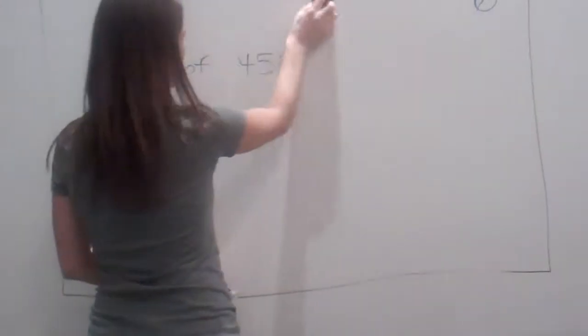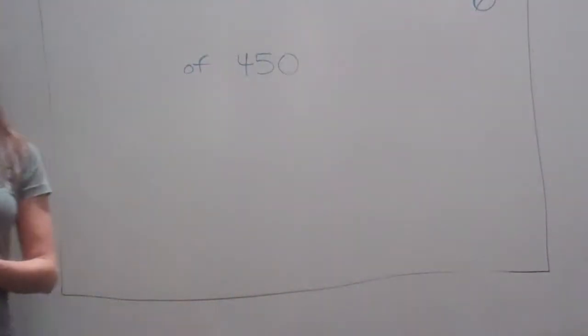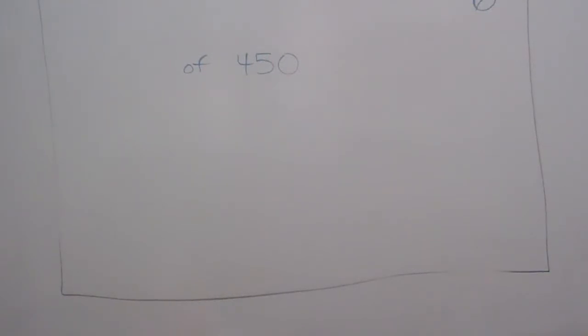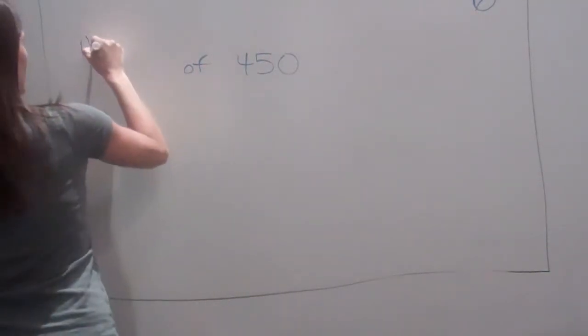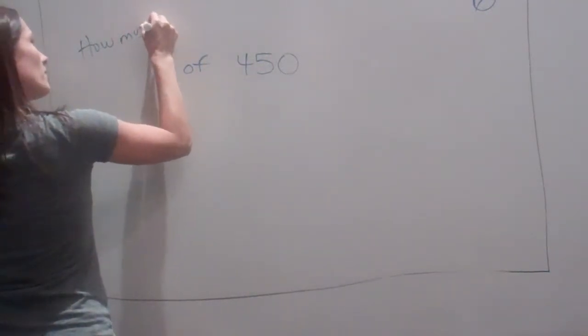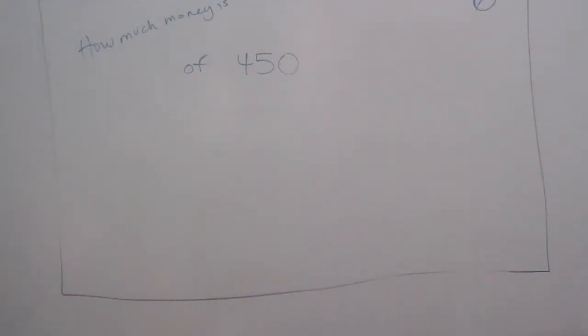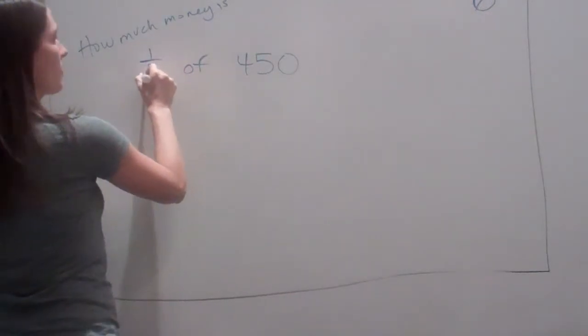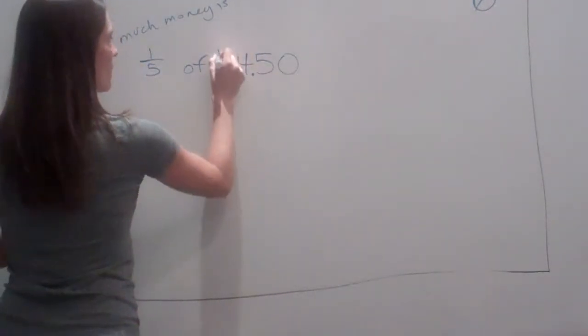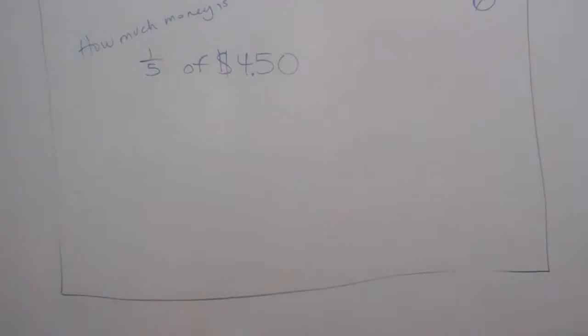All right. Now, there's 2 different ways you can do this one, but here's what it says. How much money is 1/5 of $4.50? Okay, now if you want to, you can make this 450 cents instead of $4.50.